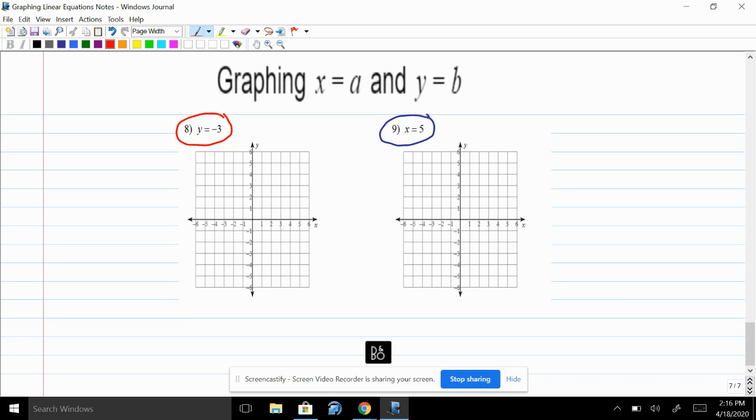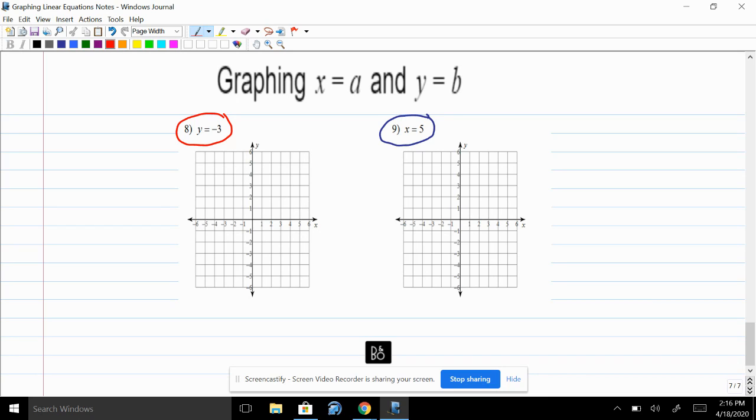Technically, number 8 is in slope-intercept form, but I'm not gonna dive into that really. I'm just gonna show you a quick, easy way to do it. Number 9 kind of stands on its own. You can make it standard form if you wanted to, but again, I'm not gonna go crazy with that either.